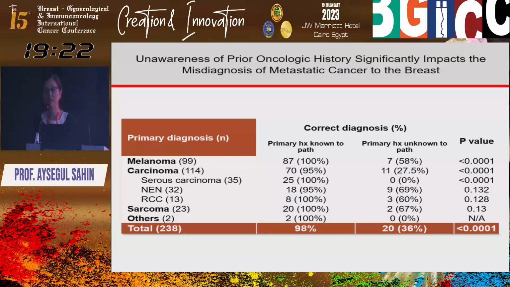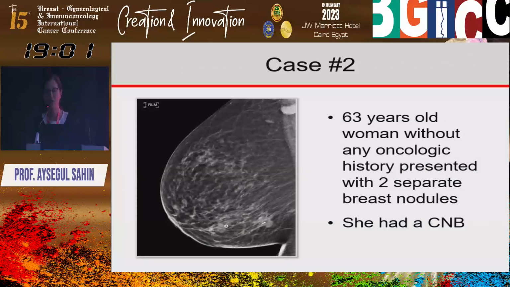So this is the table from our paper showing that the most important thing to get the diagnosis right is knowing the history. If we know the patient's history, then we get it right. But if we don't have the history, almost 50% of the time we get it wrong.